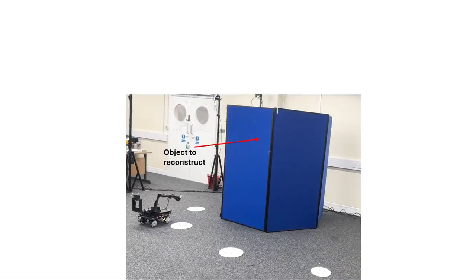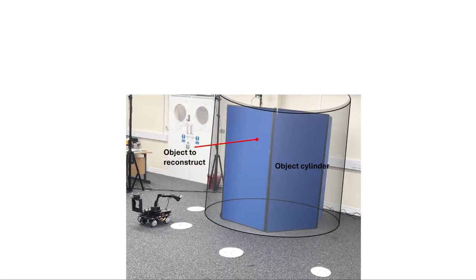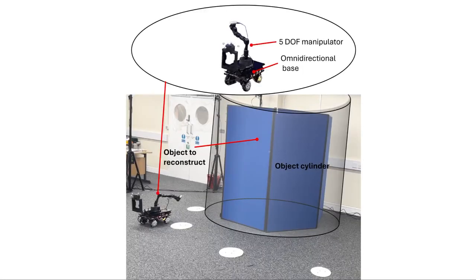The experimental setup contains a blue rectangular object for reconstruction. A virtual cylinder prevents collisions between the robot and the object under reconstruction. The robot has an omnidirectional base and a 5 degree of freedom robotic arm, and measurements are taken by a depth camera attached to the end effector. We use OptiTrack system and tracking markers to continuously track the robot's pose. Finally, four circular obstacles are placed in the environment.